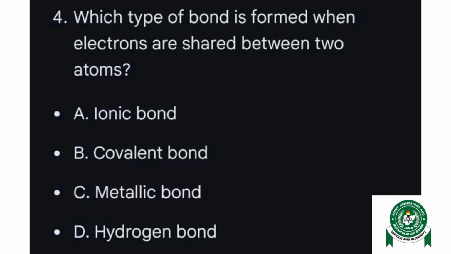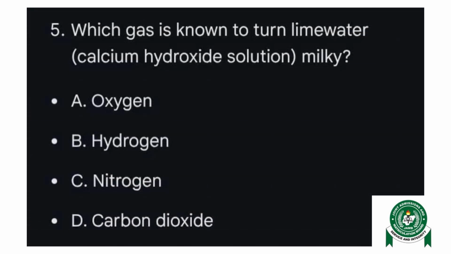We have metallic bond, we have ionic bond, and we have hydrogen bond. They are all wrong. The ionic bond involves the complete transfer of electrons from one atom to another, resulting in charged ions that attract each other. Some persons might mistakenly pick ionic bond instead of covalent bond, but the correct answer to this question is option B, covalent bond.